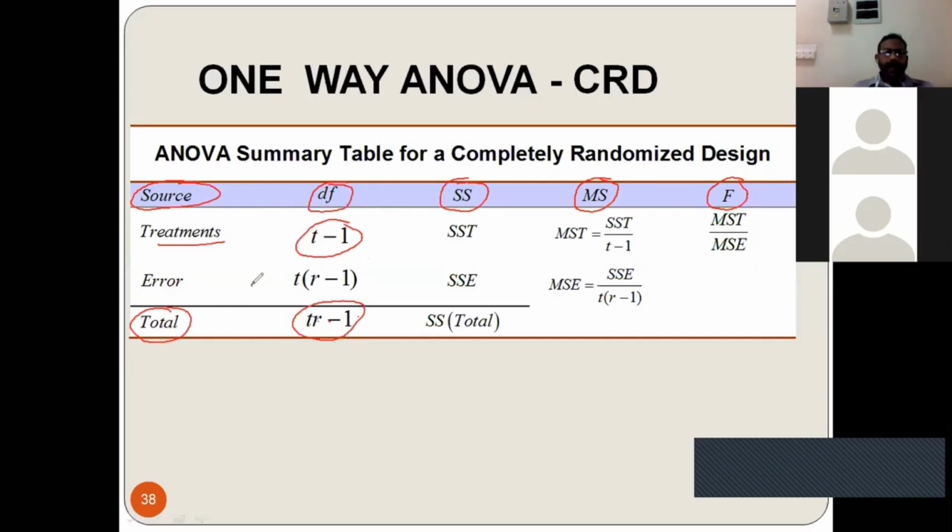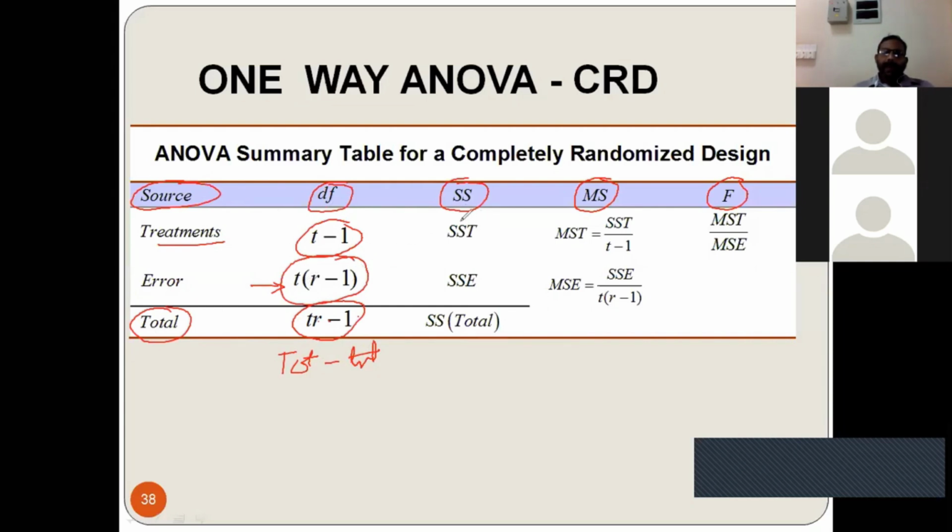So how do you get the error degrees of freedom? Error degrees of freedom is always total minus treatment. Total minus treatment. Okay. Last time I showed you how you get this value, the error degrees of freedom, T into R minus 1.